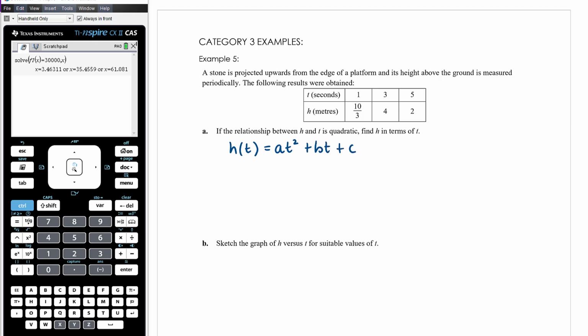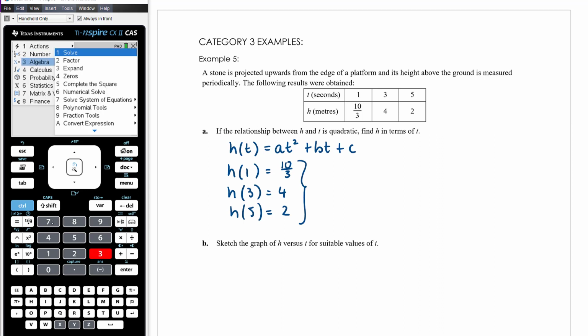And we're going to make 3 substitutions. So h of 1: when t equals 1, h is 10 on 3. h of 3: when t equals 3, the height, or the value of the function, is 4. And h of 5 is equal to 2. Okay, so we have 3 points, subbing in 3 points, generating 3 equations in a, b, and c that we can solve simultaneously.